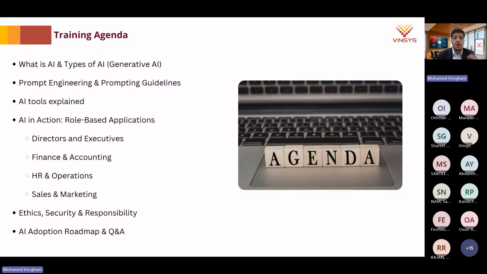And at the end of the training, I prepared something interesting for you. We're going to explore what will happen next, and how you can set a plan for yourself for, let's say, the coming 30 days or the coming 60 days, and how you can have a complete AI adoption plan. And we're going to have a session where we have a Q&A. All right.